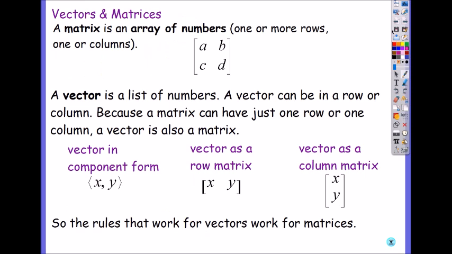And a matrix is an array of numbers. Array means one or more rows or columns. And you can use a matrix to represent vectors. So remember the vector in component form, x, y. Now you can make it a row matrix, x and y, no commas, guys, and you use the brackets. And you can also make it a column matrix, x, y, again, no comma, just brackets. And the rule that works for the vectors applies to the matrices.